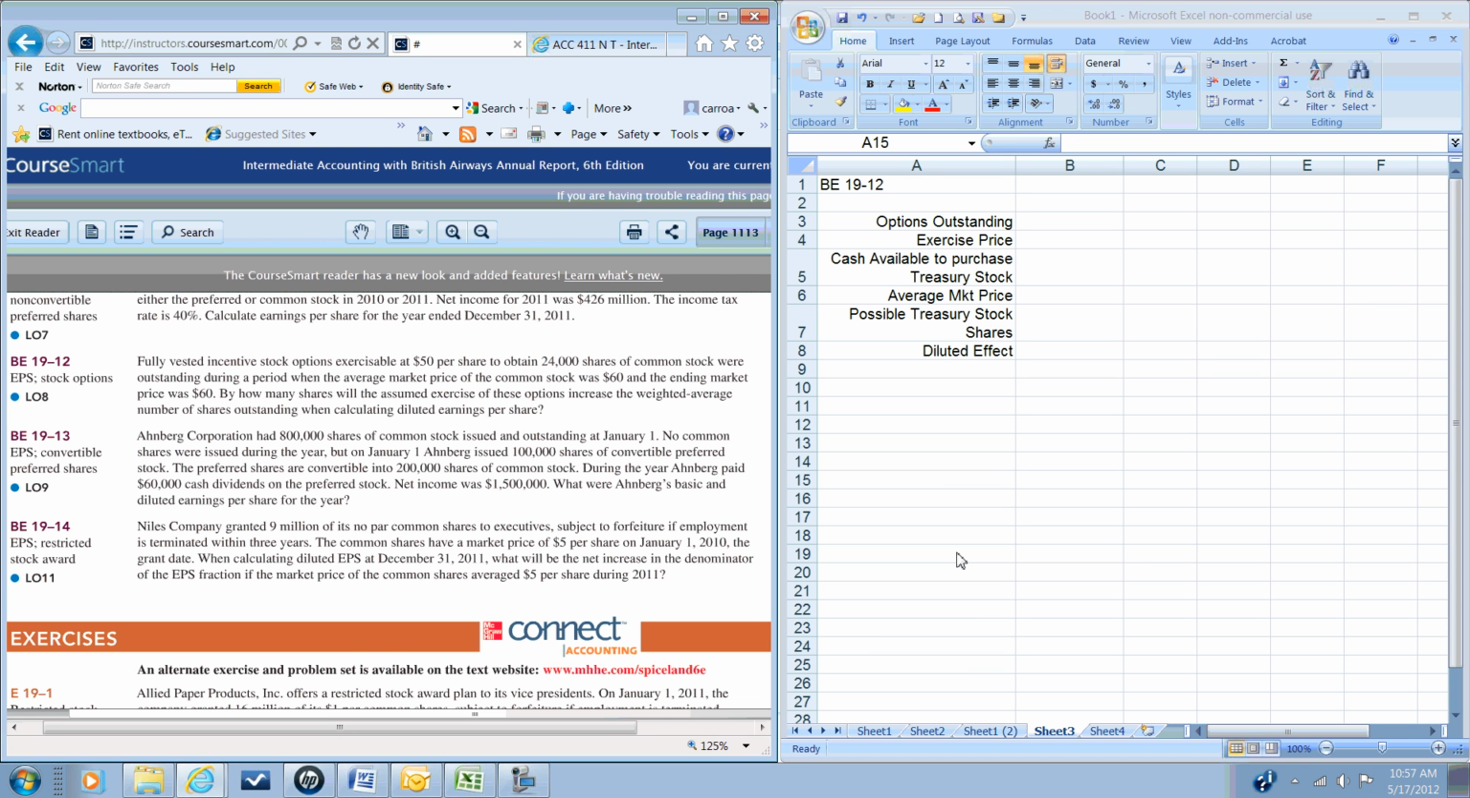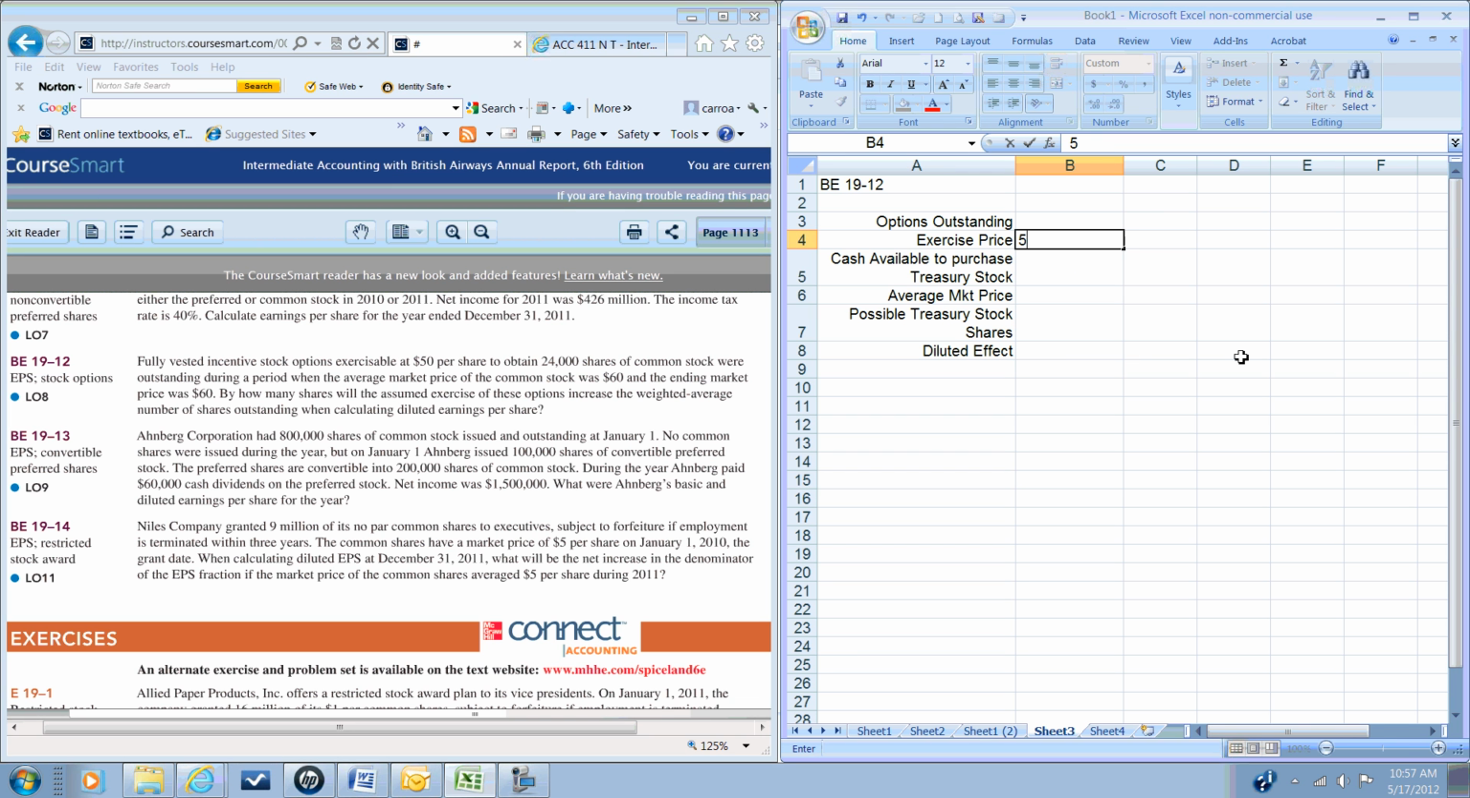In this exercise, we have stock options that are fully vested, and they have an exercise price of $50 per share. So go ahead and set up an Excel spreadsheet that looks like this. Pause the video and come back when we're ready.